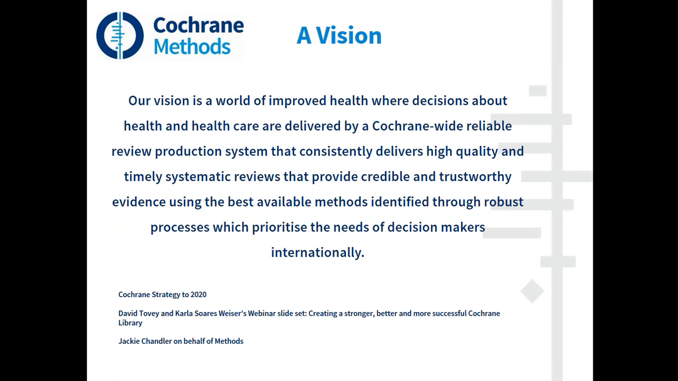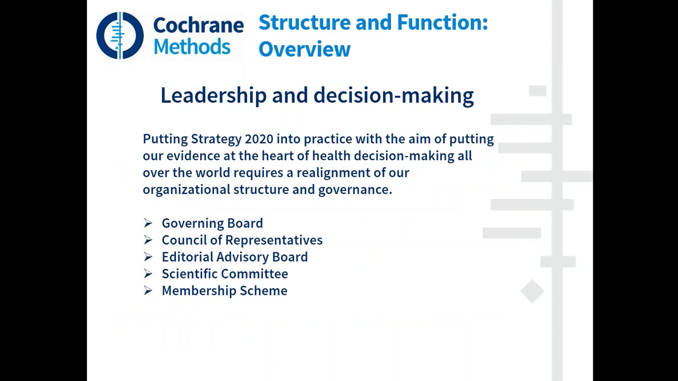So this draws in the whole Strategy 2020 objective, and the core components that we really need for that. We need a much more efficient, reliable and effective review production system that provides evidence in a more speedy fashion, but that is also based on credible and trustworthy evidence, using the best available methods that we're aware of. So rather wordy, but let's try and pack it all in.